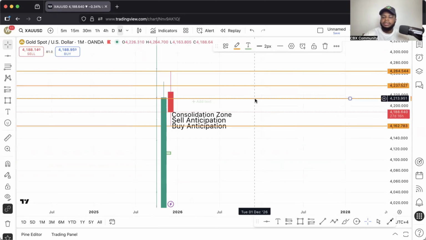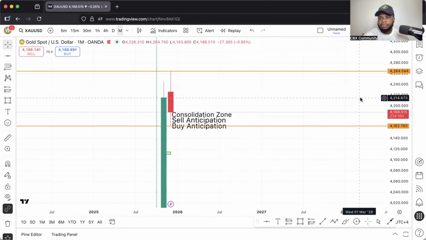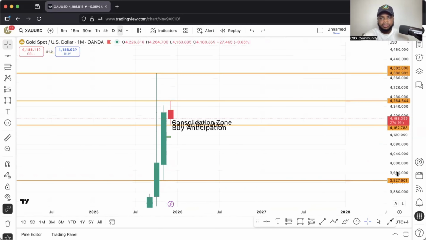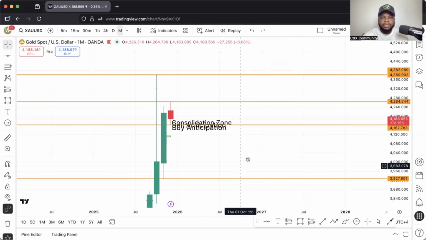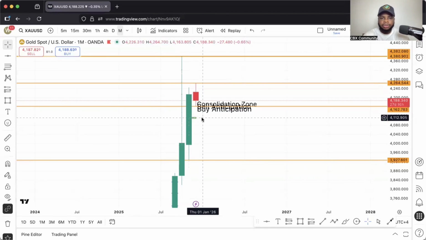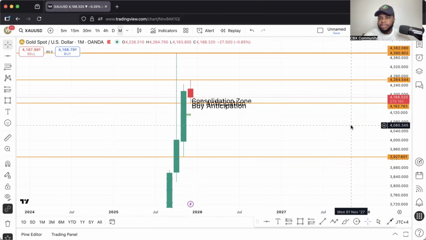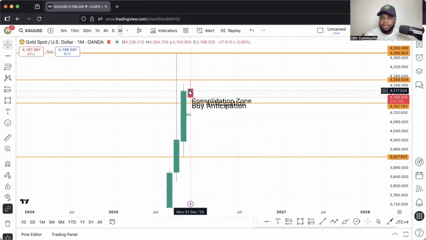Let's delete this line. We don't need this line. So we are still in an uptrend. This is the high of this candle, and this is the all-time high on gold. This candle closed with a bullish candle, but this candle closed with a rejection bullish candle. This candle is this month's candle, and this candle is left with 27 days before this candle will close.